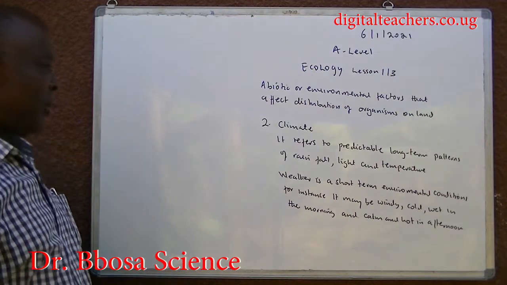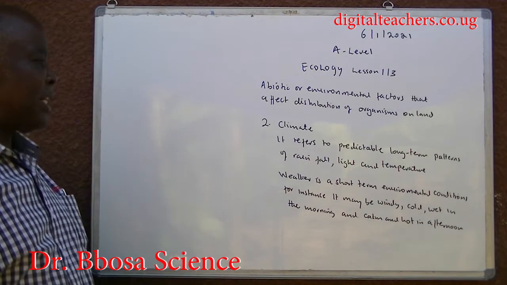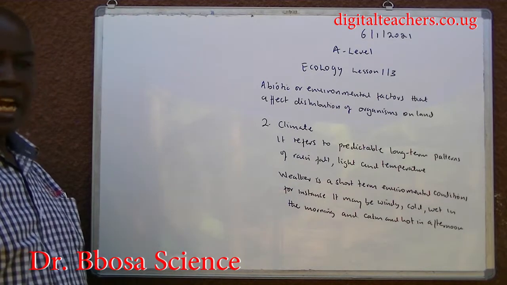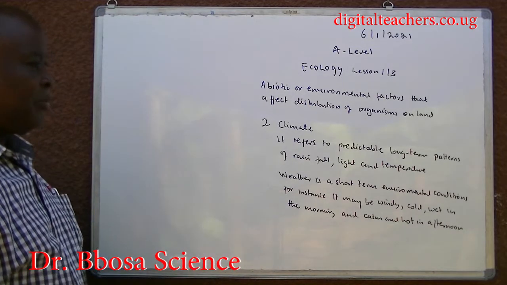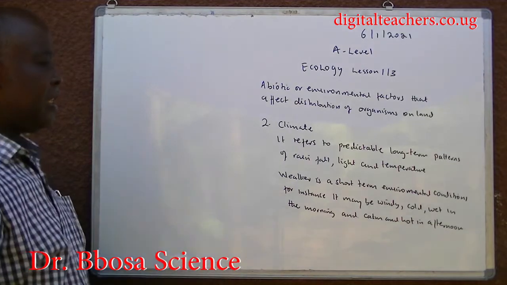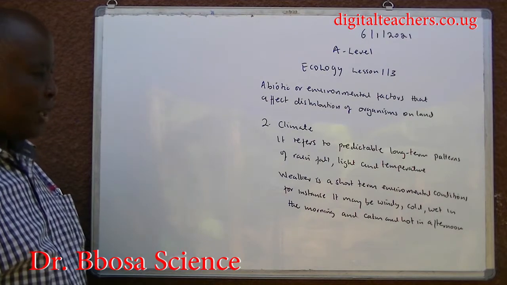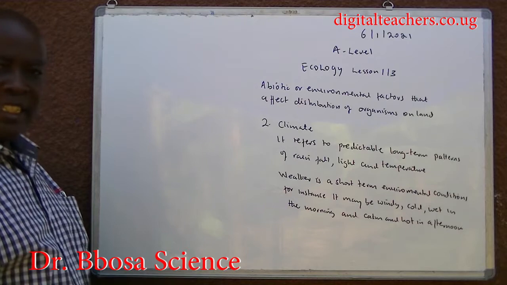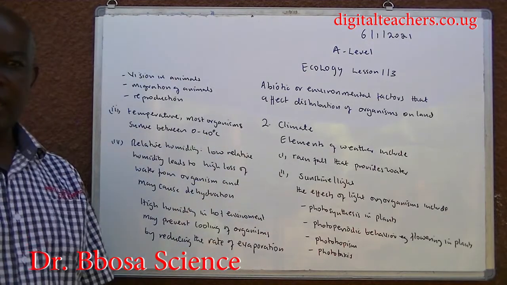Variations in these qualities would determine the particular organisms that can live in a particular soil. 2. Climate. It refers to predictable long-term patterns of rainfall, light, and temperature. Weather is short-term environmental conditions. For instance, it may be windy, cold and wet in the morning, and calm and hot in the afternoon.